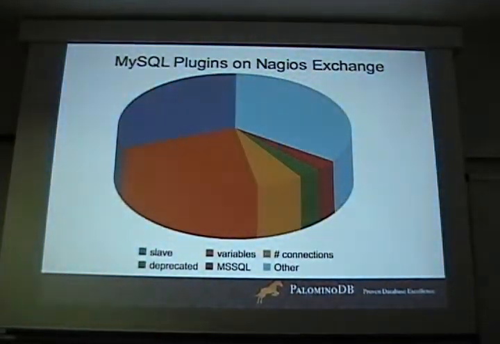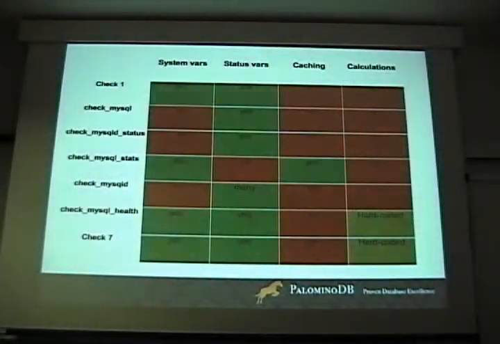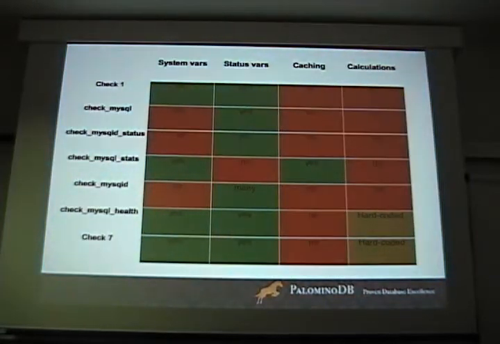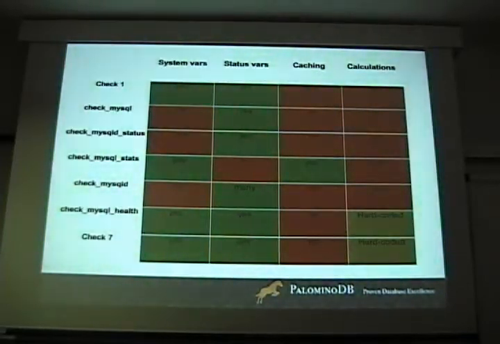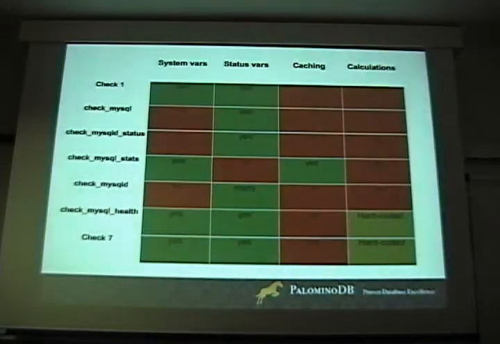So we have a few things. I made a matrix of the 7 that we had. Some of them had similar names and some I couldn't figure out what the name was. There are system variables, which is show variables, and status variables, show status. What we would like to do is be able to check calculations. We don't necessarily want to check whether there are more than 10 connections and page. We want to page if there's more than 80% of max connections connected, because what if we increase max connections? We don't want to change the Nagios check.